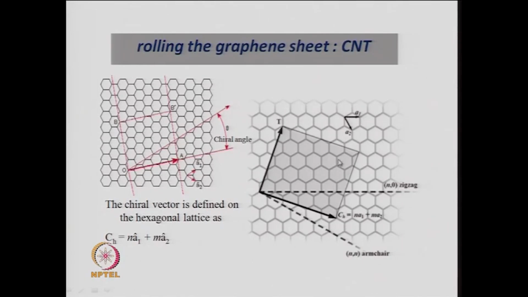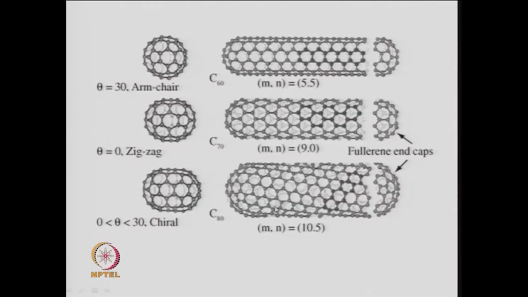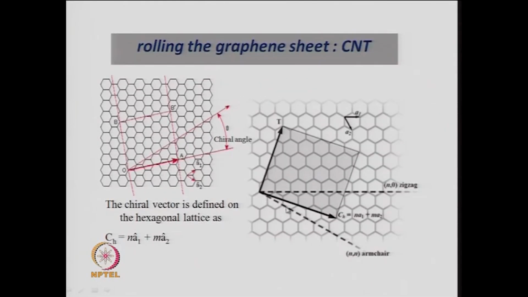So, the resultant will be like shown here, the resultant will always go through the hexagon, through these vertices and the edges, and when you roll this structure along this axis, then you will get what is called an armchair carbon nanotube. So, these coefficients n and m are very important in understanding what kind of carbon nanotube that you will get, whether you will get a zigzag carbon nanotube or an armchair nanotube or a chiral nanotube.